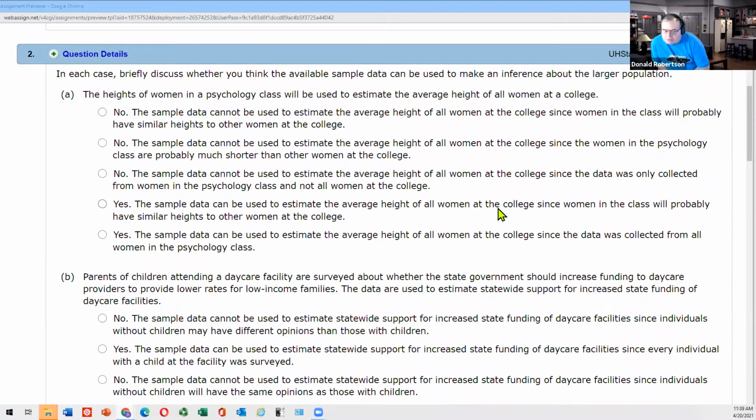Right, so this is me, I don't think women who take psychology are taller or smaller than the typical woman. Would you agree? They're probably just the same variation as every other woman who goes to that college. And it is only this college that we're interested in. One of those statements basically says the same thing that I just said. So yes, you could use it. And I would use that one.